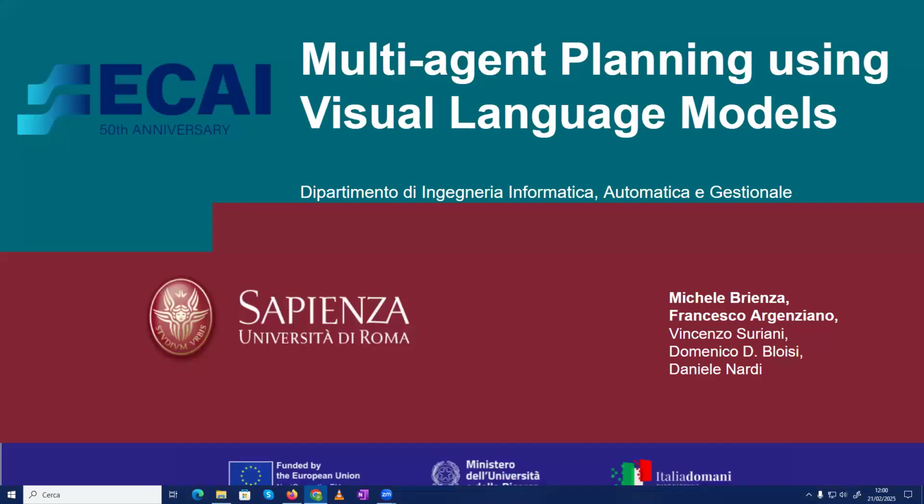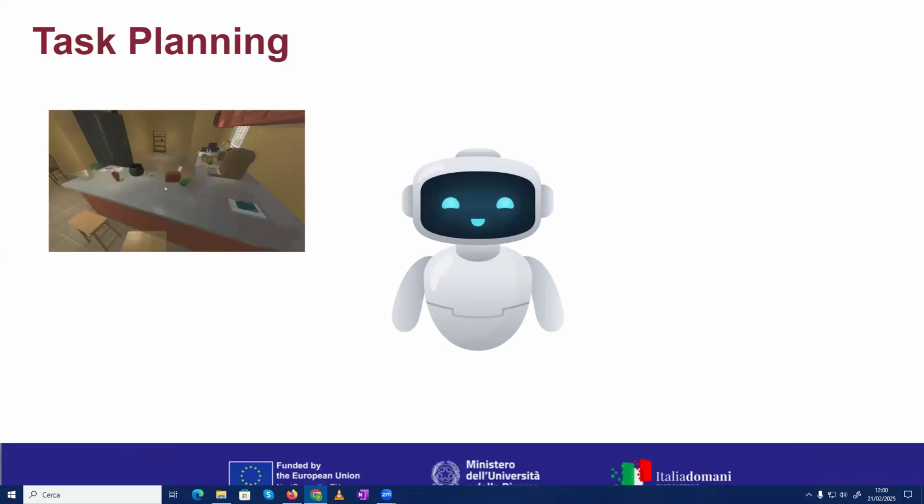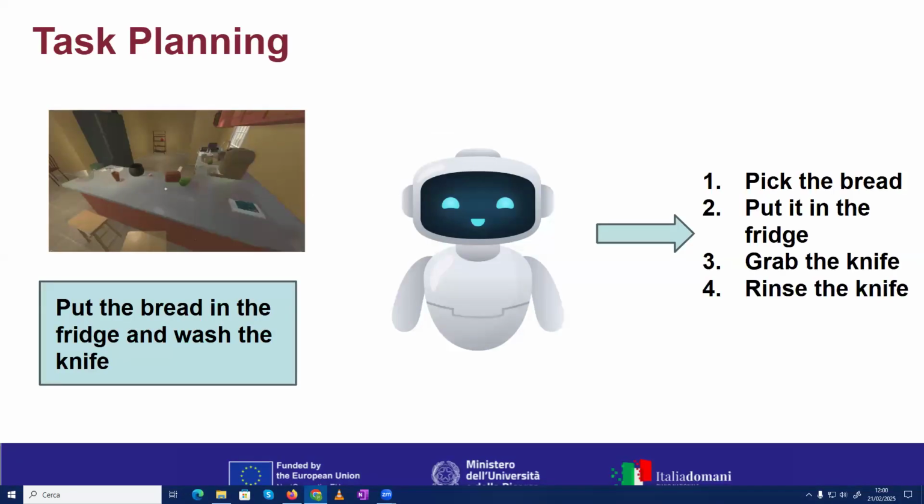In this work that we presented last year, we developed an architecture to generate a plan with a multi-agent architecture. The basic scenario consists of an agent that takes in input an image and a task, and as output provides a plan. But in this case, if we use an LLM, we can obtain hallucination, because the LLM tries to generate a plan also if the objects are not in the scene, and we want to avoid this situation.